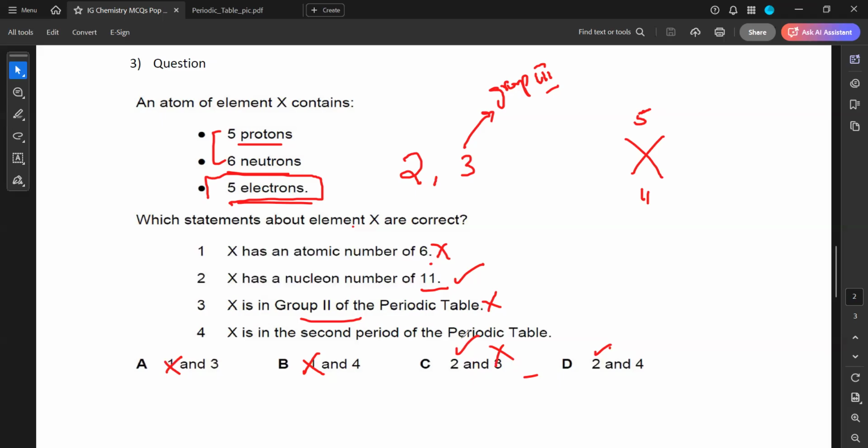And the last: X is in the second period of the periodic table. How do we know the period? Period means how many shells we are using. The total number of shells which we use represents the period. Because we are using 2 shells, the first and the second shell, yes, it belongs to the second period. So statements 2 and 4 are the right statements. That's why D is the right answer.